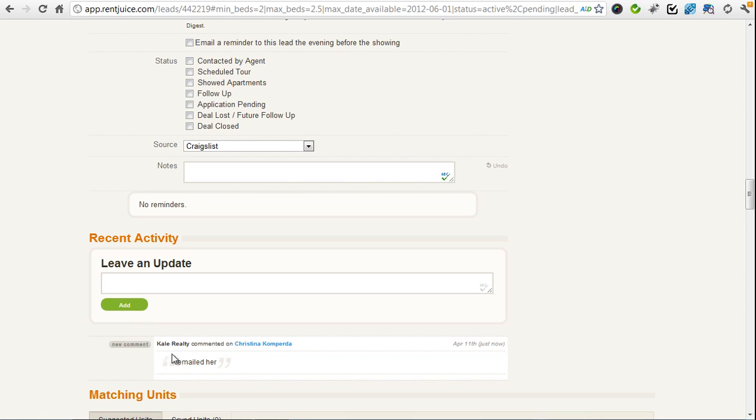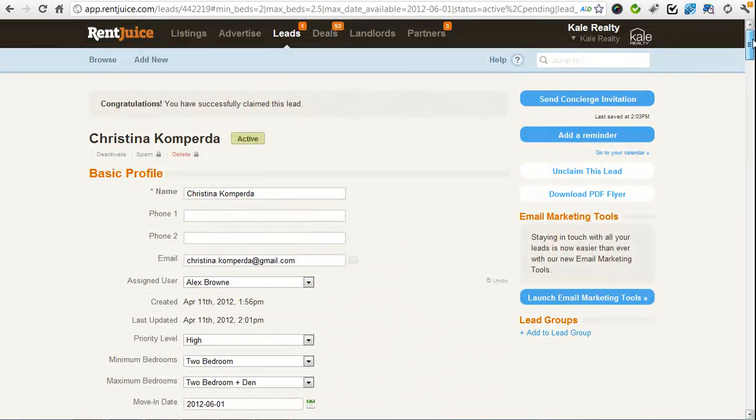So we scroll down here because we want to see if some other agent had access to this lead just maybe before you got access to it, meaning maybe they clicked faster than you did. So we scroll down and we see that, well, it's saying that I commented, but really it would say Alex commented and she emailed her. Okay, so if you don't see any notes or any updates, you know that you're the first person to find that lead. By the way, once you claim it, no one else can claim or call this lead.